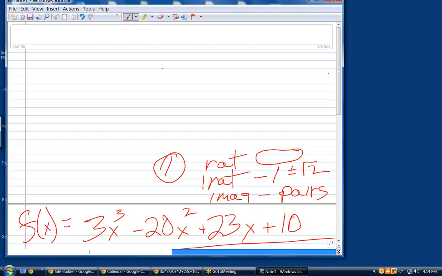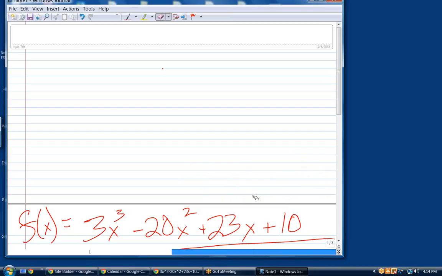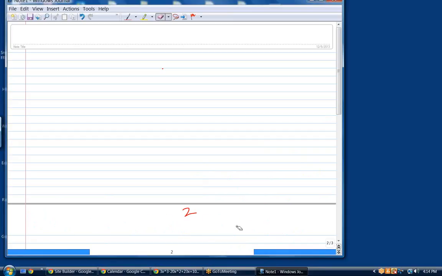So this difficulty of finding the zeros of polynomials is truly difficult. Yeah. All right, you got another one you want to look at?